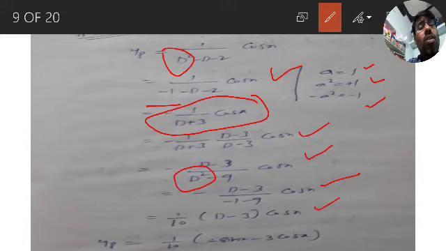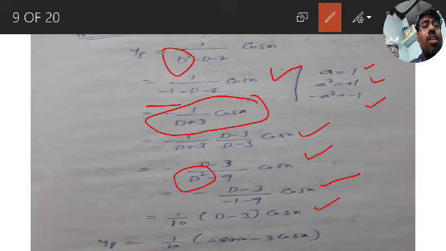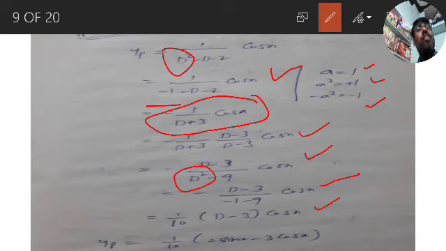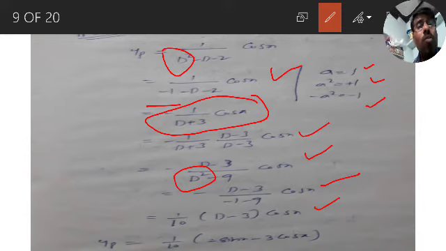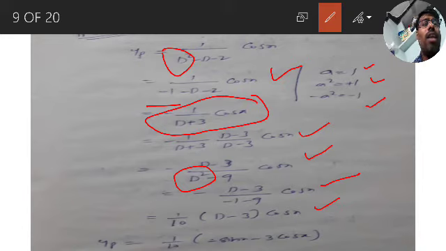1 by 10 into d minus 3 into cos x. That is d of cos x minus 3 into cos x. What is d of cos x? d means d by dx. d is an operator, we learned. What is d? It is d by dx. d by dx of cos x. Derivative of cos x is minus sin x. So that is 1 by 10 into minus sin x minus 3 cos x. So this is what we got, yp.